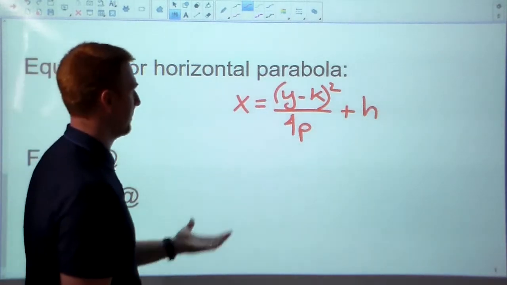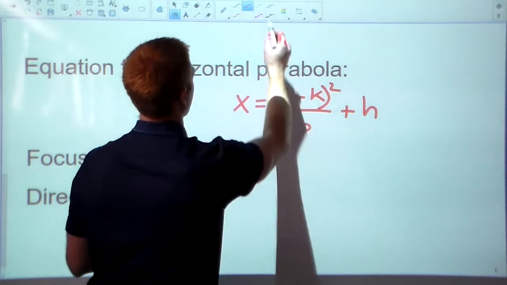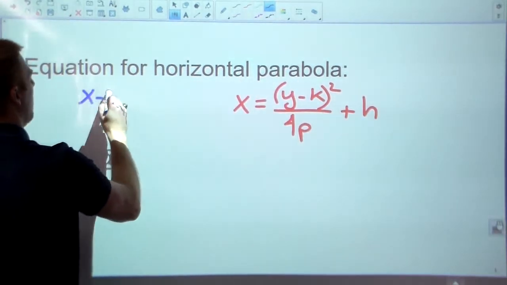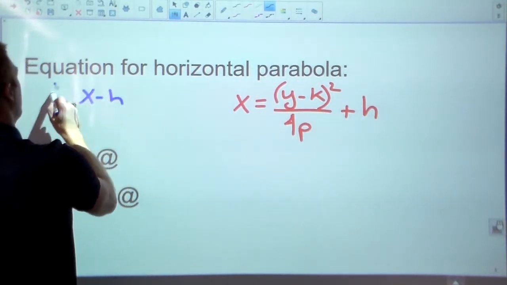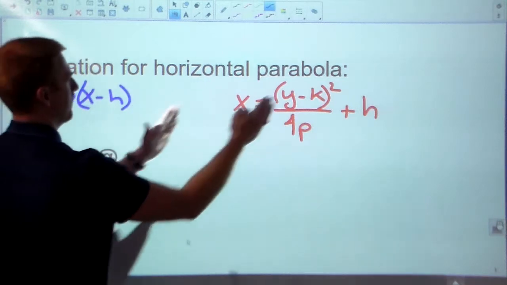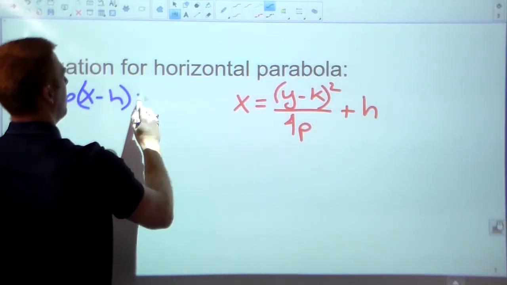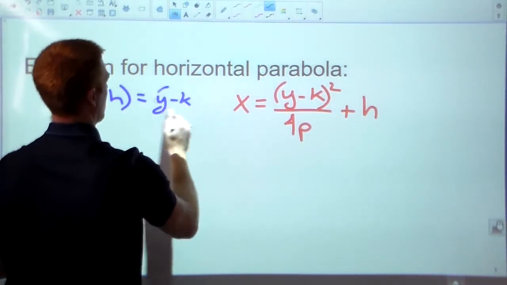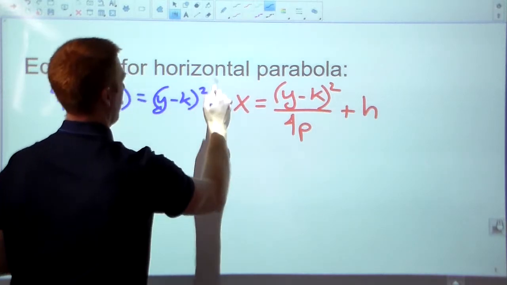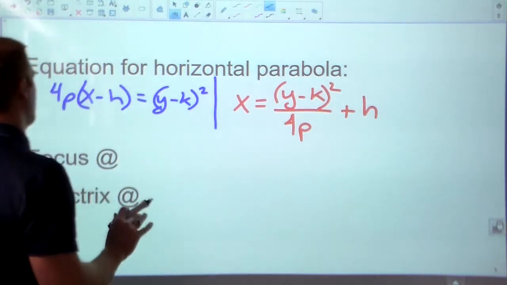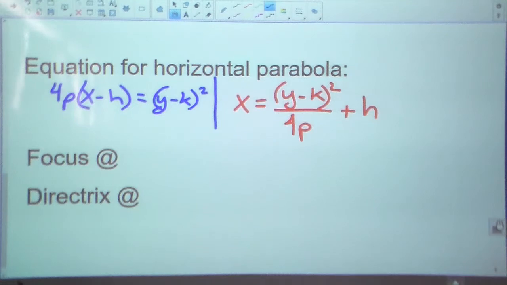The book also has this in an alternate way, let me go ahead and write that out. The book's alternate way to look at this, it'll have 4p times (x minus h) equals (y minus k) squared. So either way, I'm fine either way, it doesn't really matter, but that is another way you'll see it.